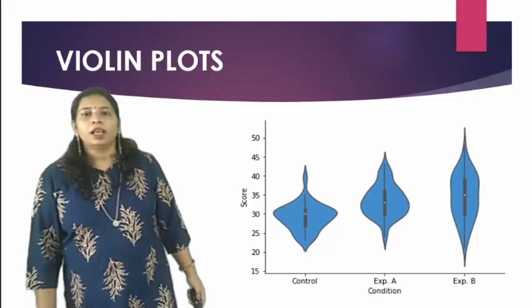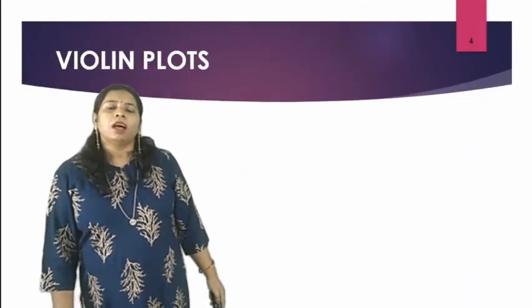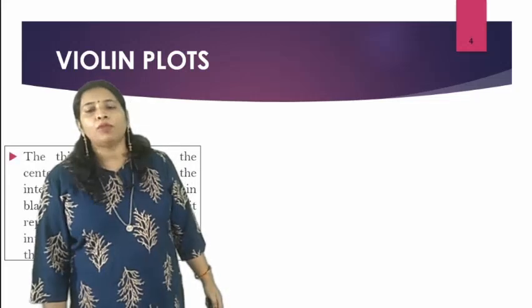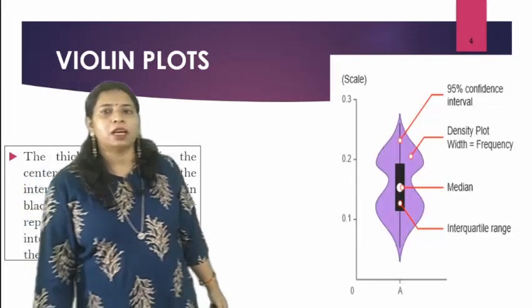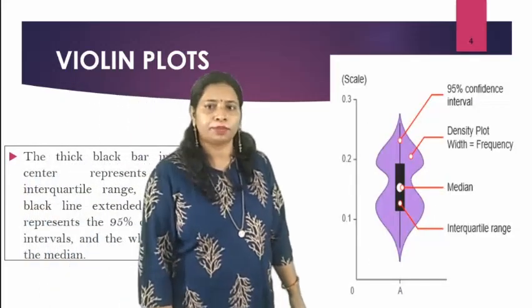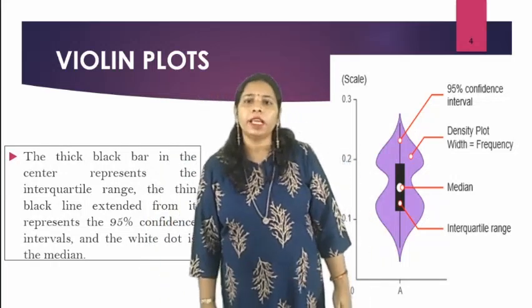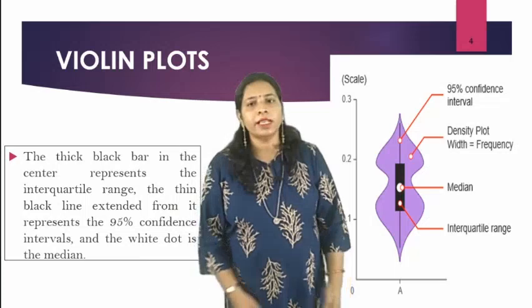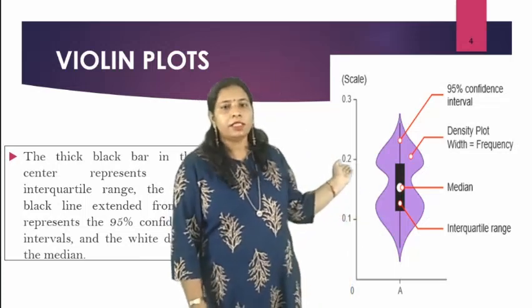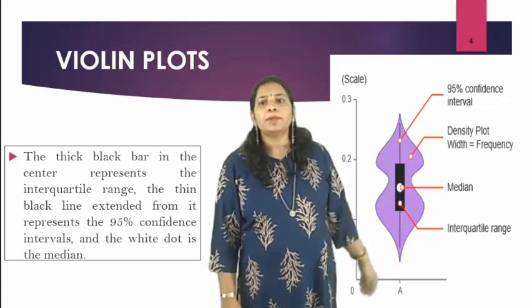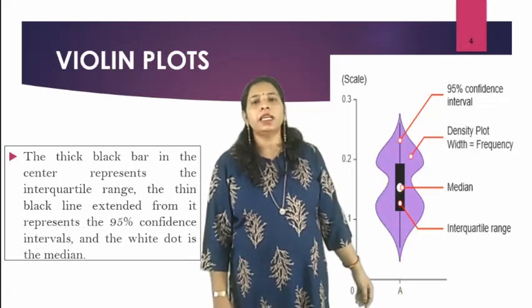Now, let's discuss how you can interpret the different points in the violin plots. Basically, a violin plot has a thick black bar in the center. You can see this in the violin plots. There is a thick black bar. This black bar represents the interquartile range.